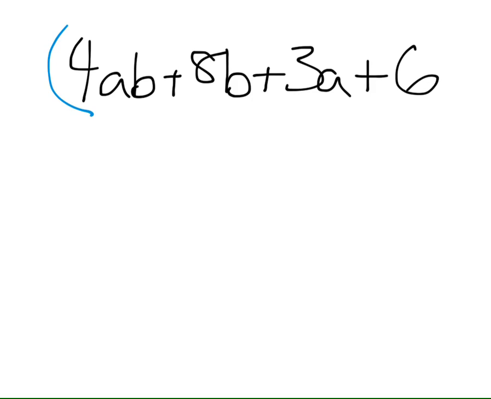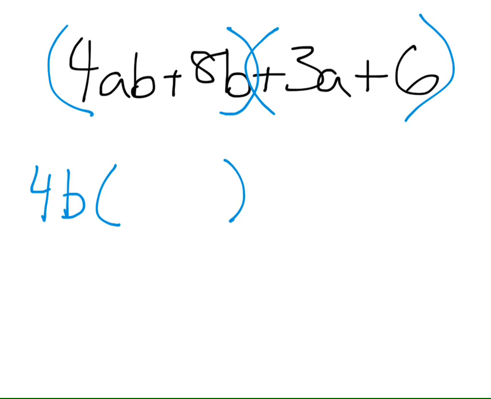We're going to start by grouping the first 2 and grouping the second 2. So what I want you to do is put a set of parentheses around the first 2 terms and a set of parentheses around the second 2 terms. We're going to group them and take them each individually. So let's look at this first group here. Between 4ab and 8b, what is the greatest common factor between those 2 terms? A 4 and a b. They both don't have an a. Greatest common factor is 4b.